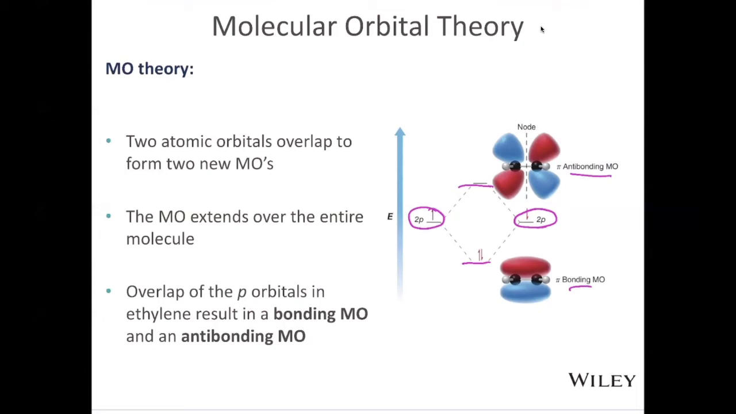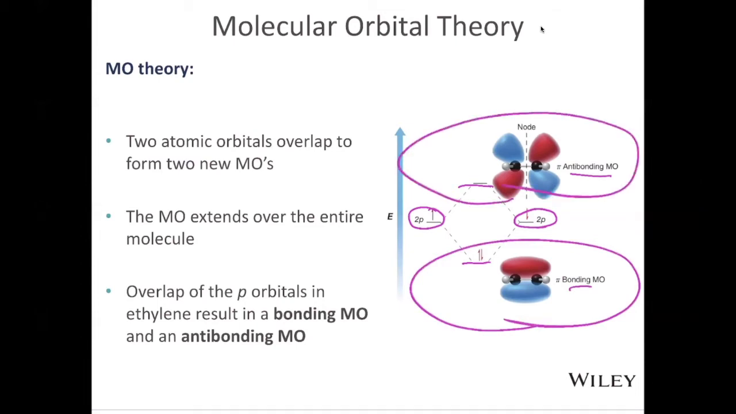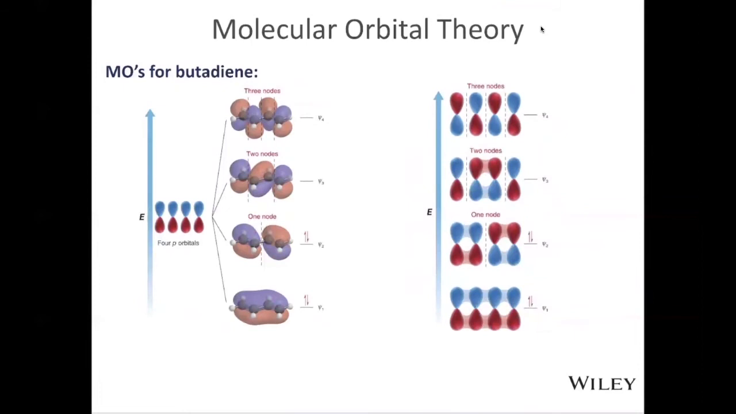Anti-bonding orbitals are less stable than the atomic orbitals. So for this situation with ethylene, we have one bonding molecular orbital that is filled with two electrons, and one anti-bonding molecular orbital that is empty. And if we were going to talk now about butadiene, which is this molecule, here are our 4 atomic p orbitals.